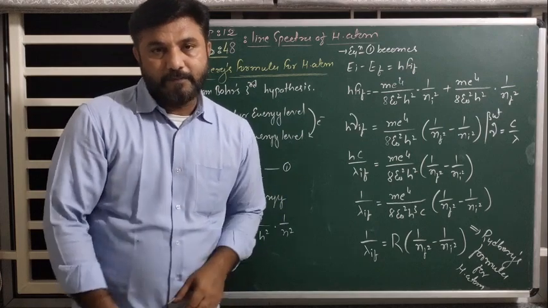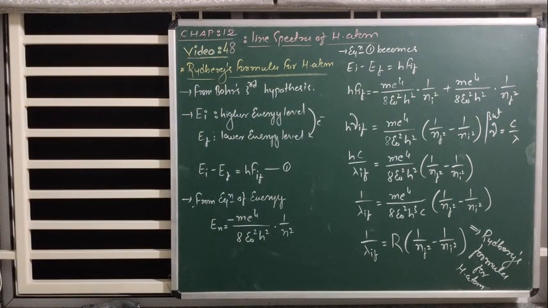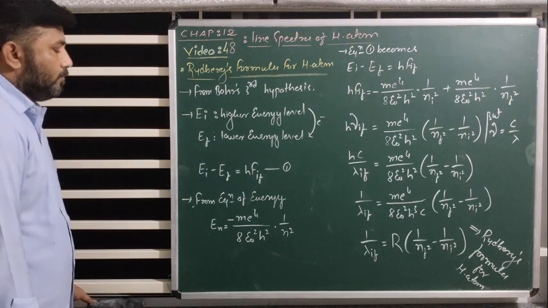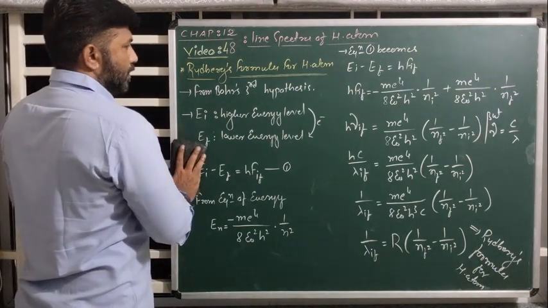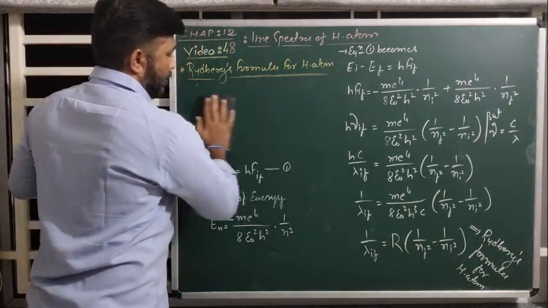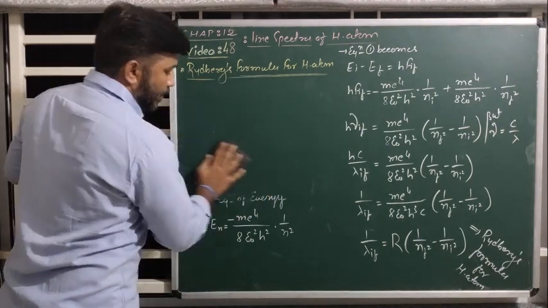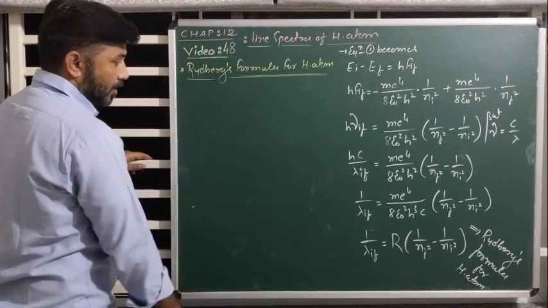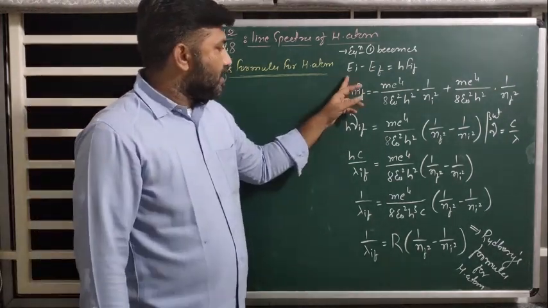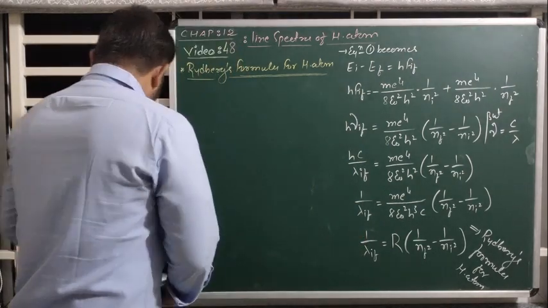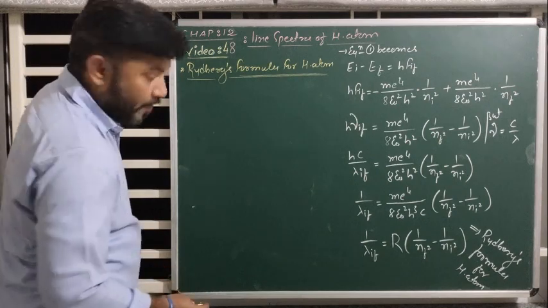Let us take a few seconds. Okay, from where do you have to start? You have to start from Bohr's third hypothesis. Put the value of energy and you will get 1 upon lambda IF. Now what was remaining? Here we took R.